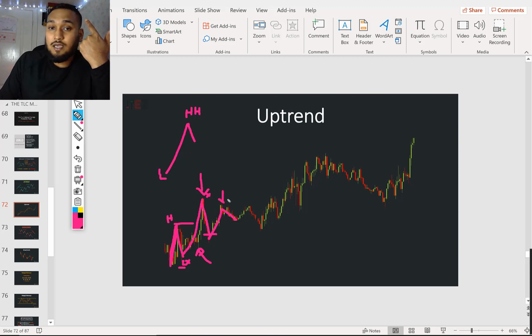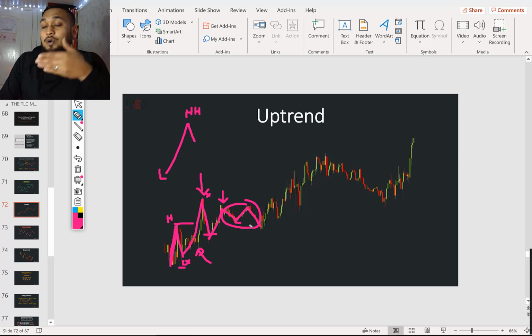It's created a little peak here, but it's not higher than the main one. Okay, we came down, we went up, we came down, we created a lower low based just on this move right here. But we're not going to change our bias and say, oh, we're in a downtrend, let's look to sell.